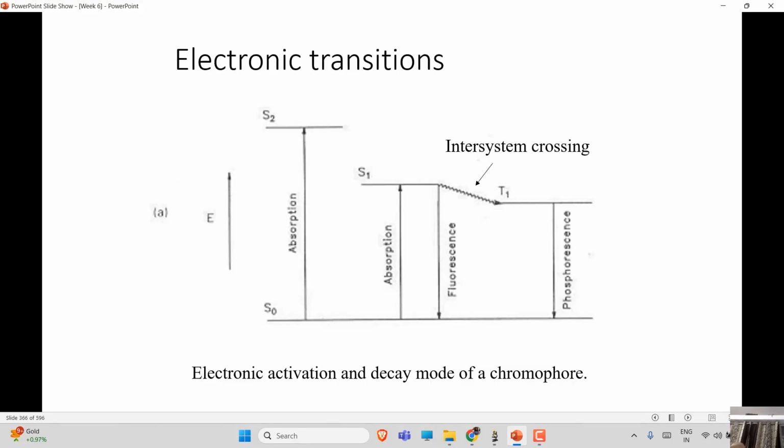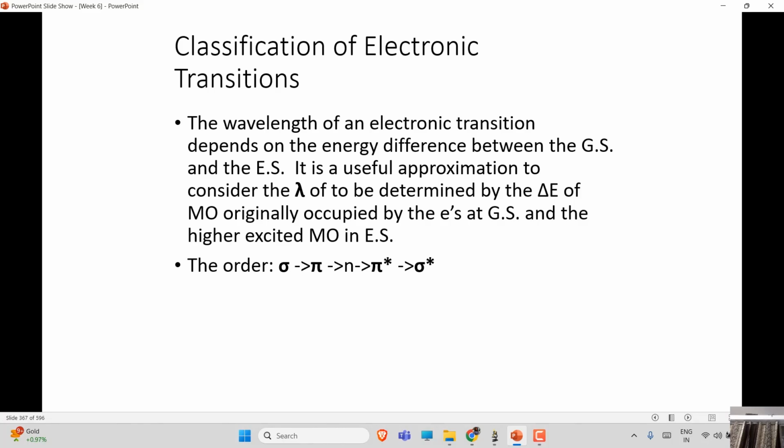So you can see these are the electronic transitions we have been talking about. Electronic activation and decay modes of a chromophore. You can see from S0 to S2 and S0 to S1, that is absorption. Fluorescence will be S1 to the ground state, and intersystem crossing is S1 to T1, and T1 to S0, which is a very slow process, called phosphorescence.